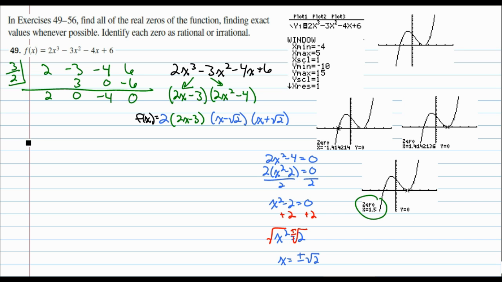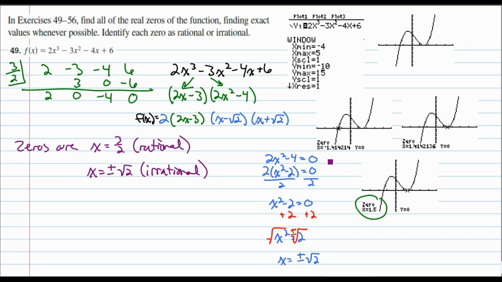So the zeros are at x equals 3 halves, which is rational. It can be put into a fraction. And x equals plus or minus square root 2, which are both irrational. They are non-repeating, non-ending decimals.